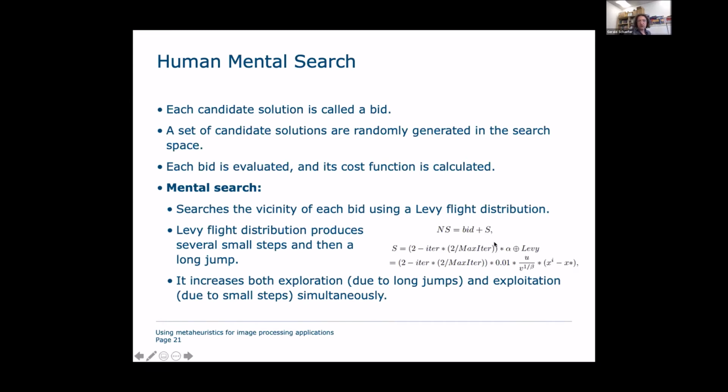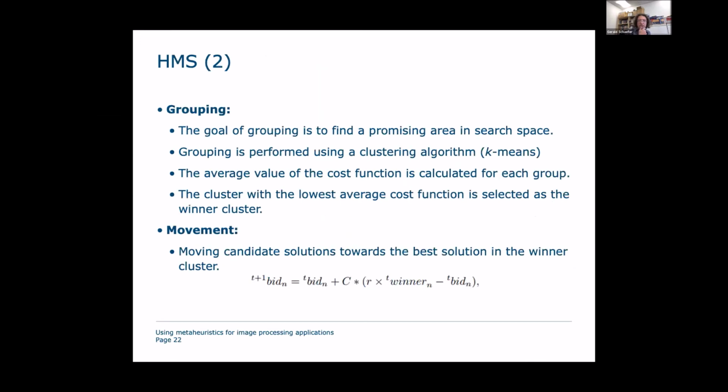Here we're doing that using a Levy flight distribution. That allows us again to focus both on exploration and on exploitation. We get a distribution with a couple of small steps followed by a large step, so we have the ability to jump out of local optima. After that mental search, we've got a grouping operator, where we are essentially clustering the population.